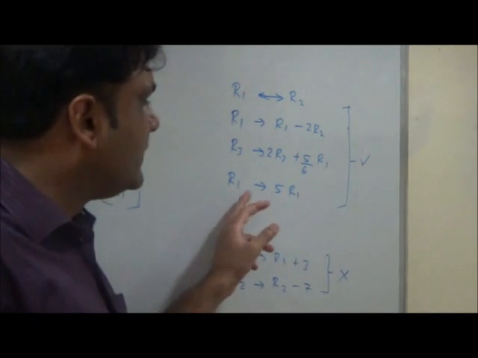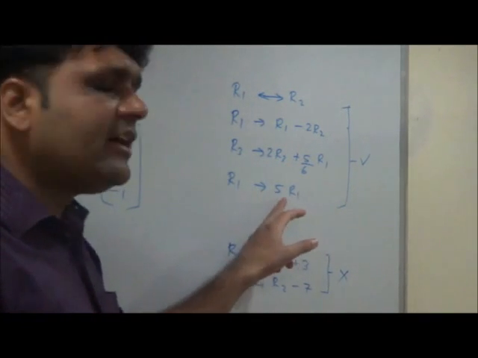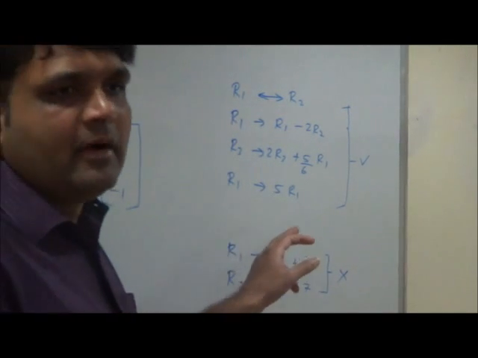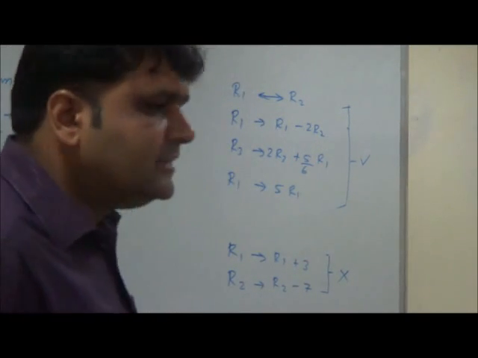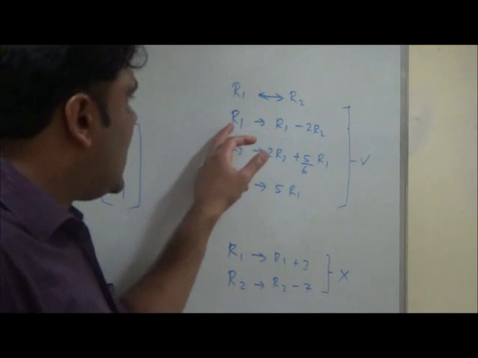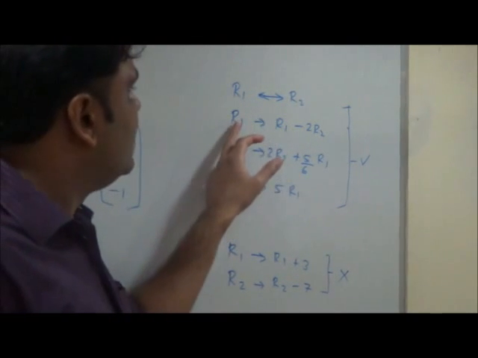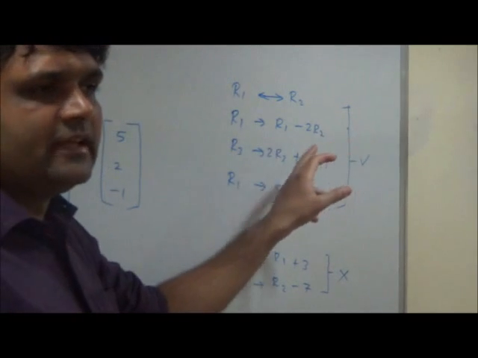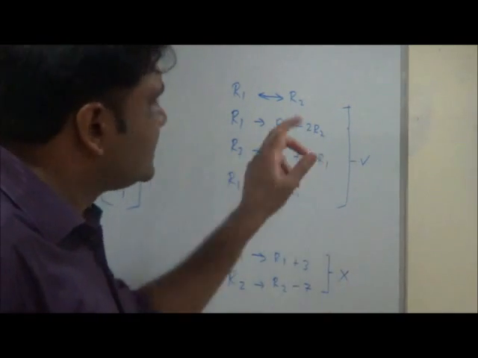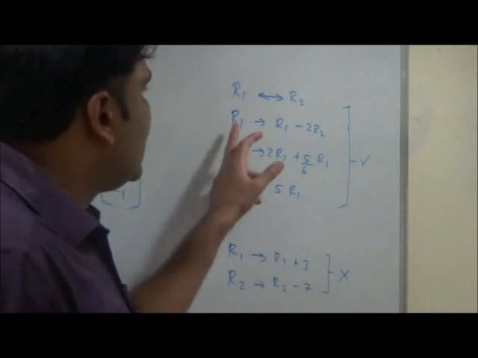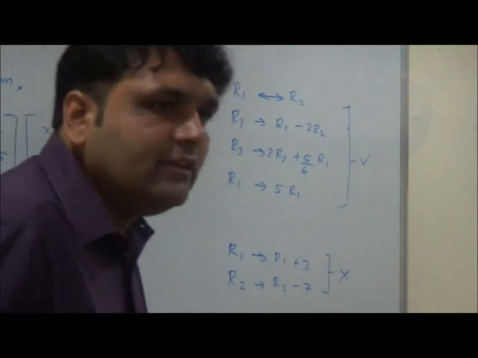I could do R1 becomes 5R1. To each element of R1, I could multiply by a number or divide by a number. I could do that. Please see my style of writing. R1 becomes, I indicate with an arrow. R1 becomes R1 plus something, R1 minus something. So first here should be R1. I won't write something like R1 becomes R2 plus R3, with sufficient.